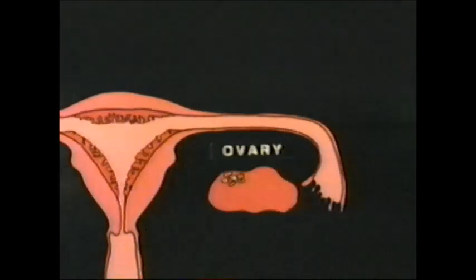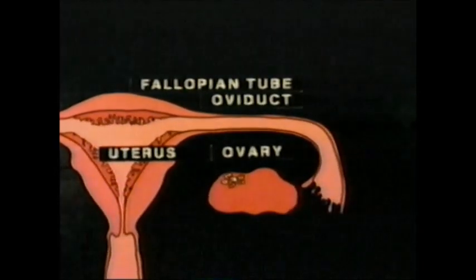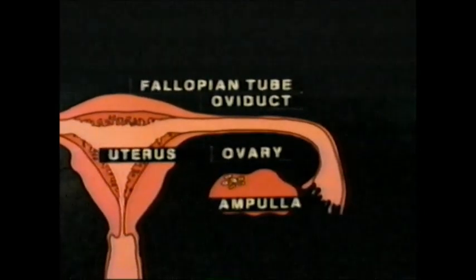This process of development begins within the pelvic region, where the reproductive organs are located. A closer look reveals the ovary, where egg maturation occurs, and the uterus with its outstretched fallopian tube or oviduct. The flared end of each fallopian tube, the ampulla, lies close to the ovary.